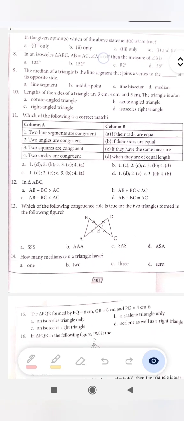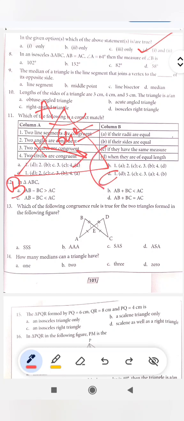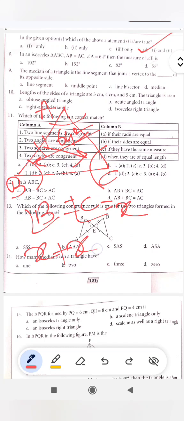Now come to question number 8. In an isosceles triangle ABC, AB is equal to AC and angle A is equal to 64 degrees. Here is one property: when two sides of a triangle are equal, their opposite angles are equal. It means the opposite angle of this side is equal to the opposite angle of this side. So angle B is equal to angle C, let them be x. By the angle sum property, angle A plus angle B plus angle C is equal to 180 degrees.